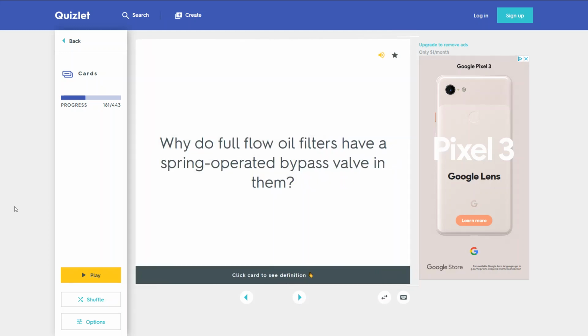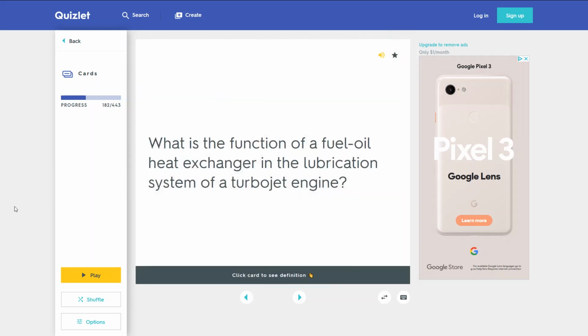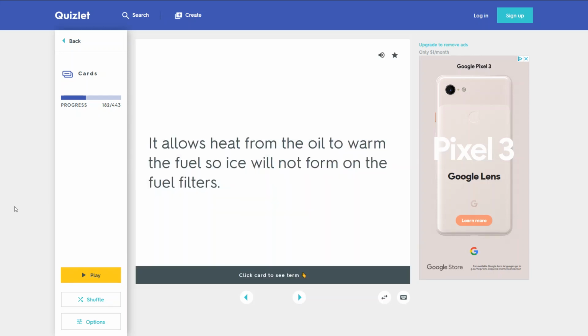Why do full flow oil filters have a spring-operated bypass valve in them? If the filter should plug, the bypass valve will open and allow unfiltered oil to flow. What is the function of a fuel oil heat exchanger in the lubrication system of a turbojet engine? It allows heat from the oil to warm the fuel so ice will not form on the fuel filters.